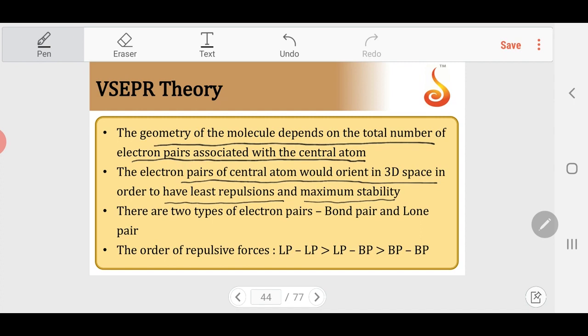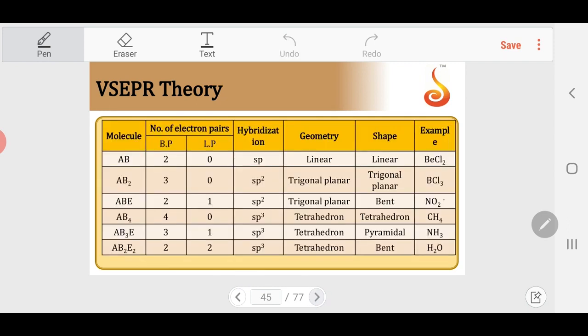Since lone pair is controlled by only one atom, it occupies larger space in 3D. As a result, lone pair, bond pair repulsions are going to be different. So order of repulsions are lone pair, lone pair will be highest repulsive force, then it is lone pair, bond pair, and finally bond pair, bond pair repulsion. So let us see how the geometry can be explained.